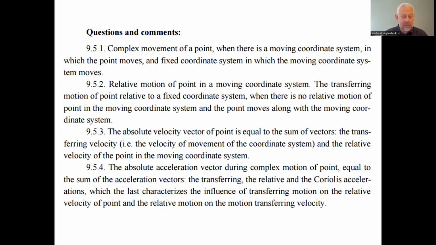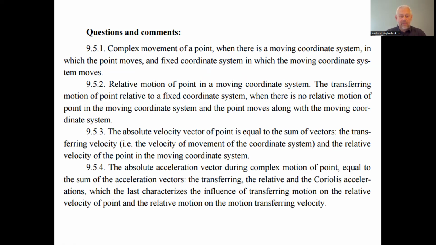As the next one, 954, the absolute acceleration vector during complex motion of the point is equal to the sum of the acceleration vectors: the transferring, the relative, and the Coriolis acceleration, the last of which characterizes the influence of the transferring motion on the relative velocity of the point and of the relative motion on the transferring velocity. We just have to remember what the Coriolis acceleration is equal to.